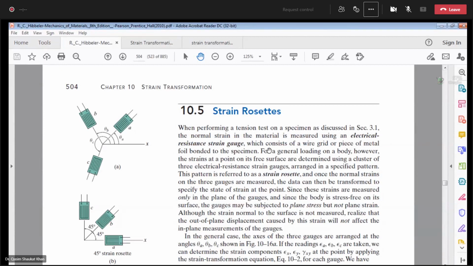So when performing a tension test on a specimen, the normal strain in the material is measured using electrical resistance strain gauges. In our lab class with section B, we had an overview of different types of strain gauges. But the most commonly used type of strain gauge is the electrical resistance strain gauge. It is very easy to use and easy to carry.